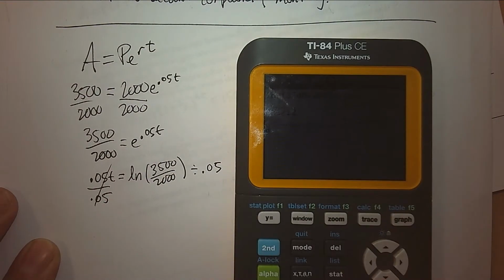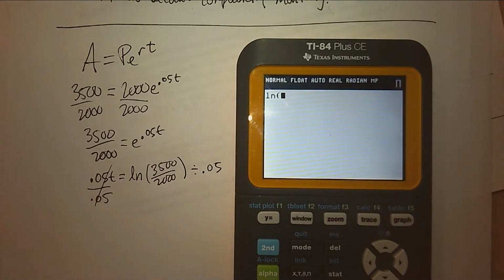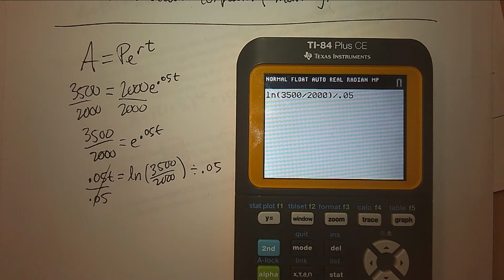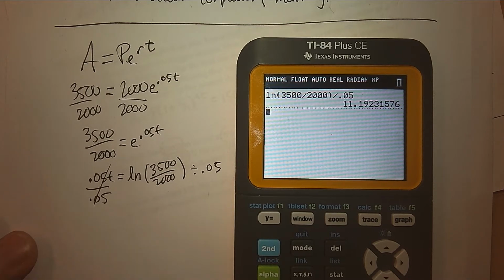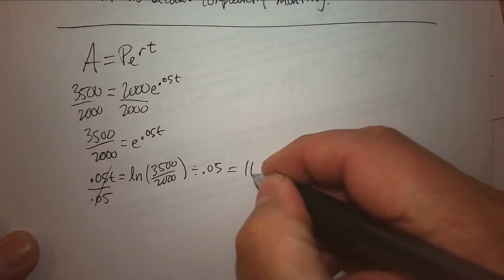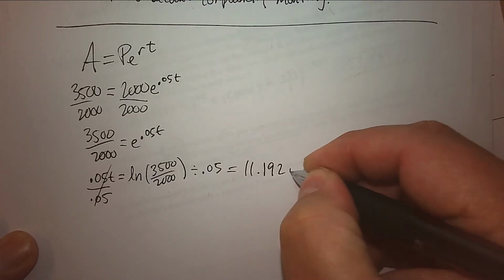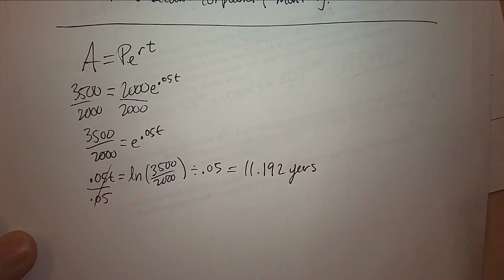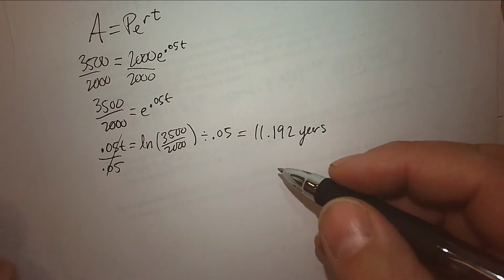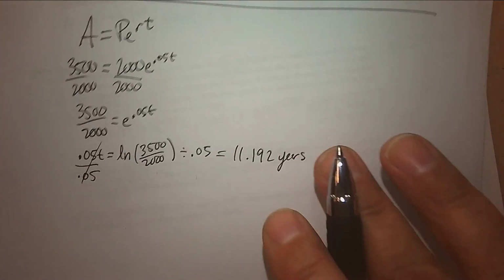So use your calculator. So the ln button, 3,500 divided by 2,000, and that's divided by 0.05. 11.192. So, pretty similar answer, right? But it takes a little bit less time if it was compounded continuously.